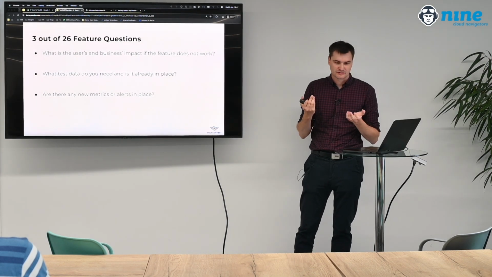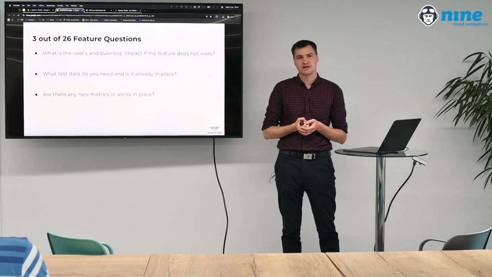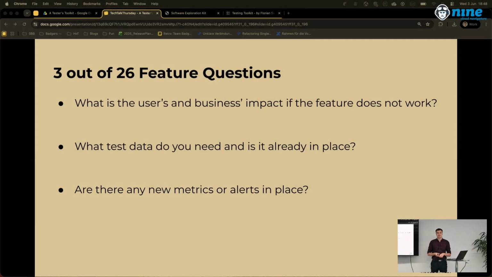And also, what kind of metrics should be created? Should there be new dashboards, new metrics that we want to look at? Is there any metric that says this new feature is successful or this new feature fails? Things like that.